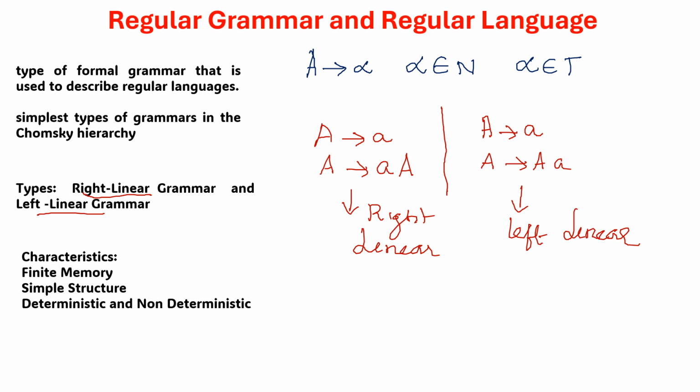Why? Here in the right-hand side, at the right end position, at most one non-terminal, that is called right linear. In the other production rules, at the leftmost position we have at most one non-terminal. At most, this is an important point here. So this is the example for left linear as well as right linear. We'll see one example, then we can understand what left linear and right linear are.